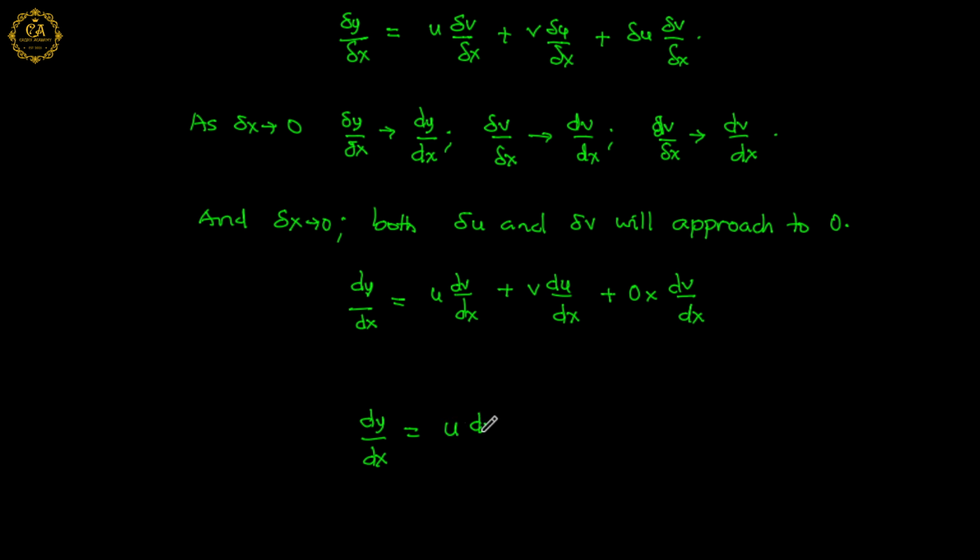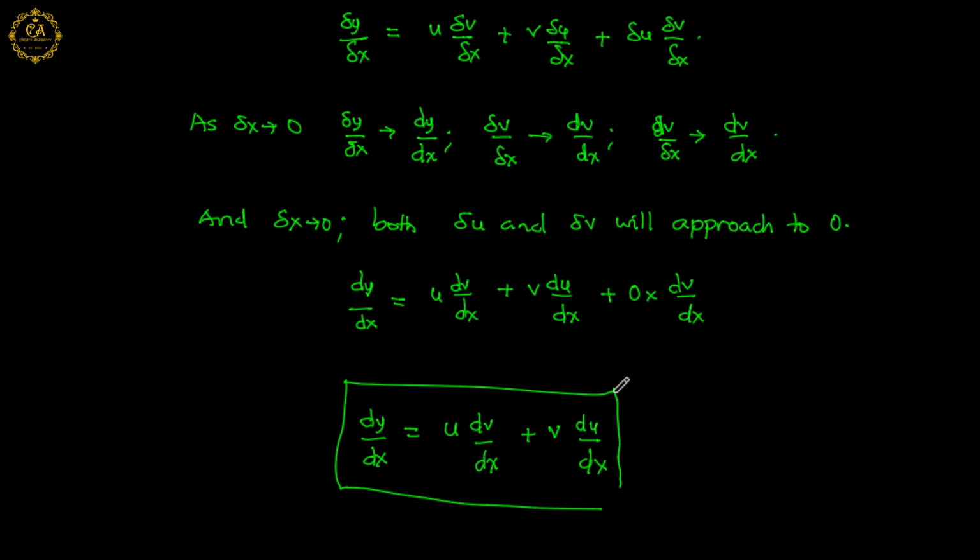So therefore our result of the derivation is dy by dx equals u dv by dx plus v du by dx, and this is what is known as the product rule.